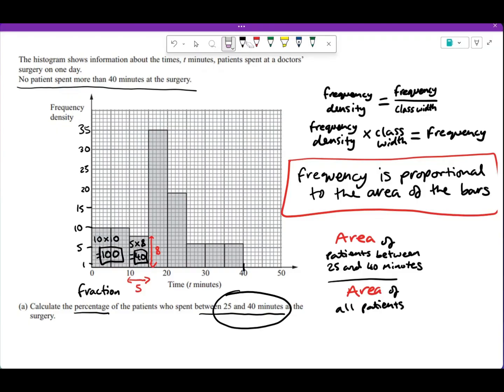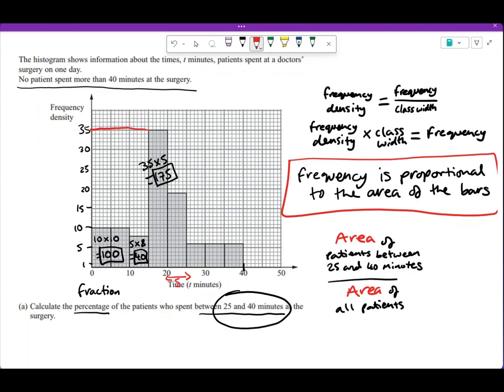So let's move on to my next one, which is a much longer bar. So we're once again 5 along. Okay, and this time my height, my frequency density, is 35. So therefore I need to do 35 multiplied by the 5 I had at the bottom, which is going to give me 175. Then moving on to my next bar, it looks like we have 5 across the bottom again.